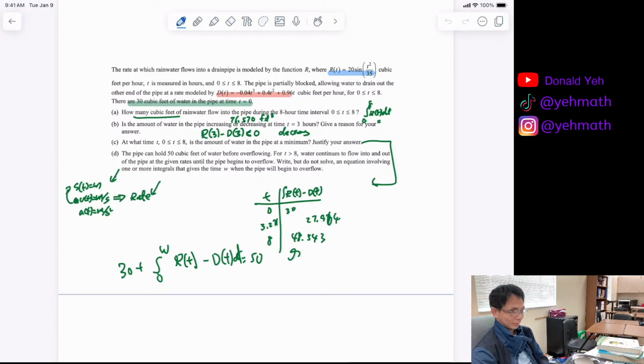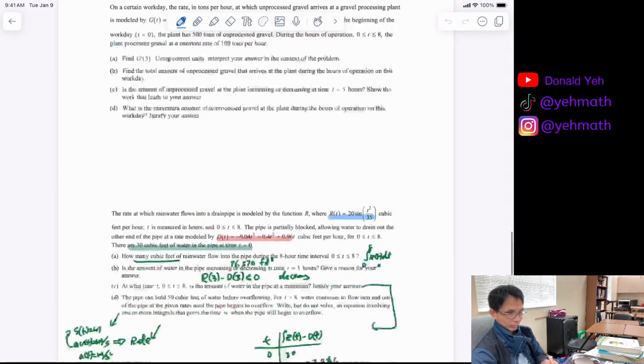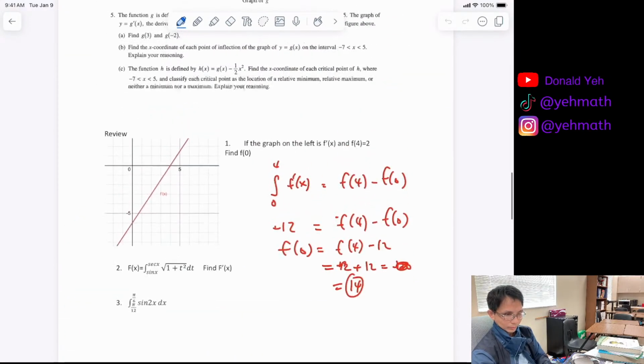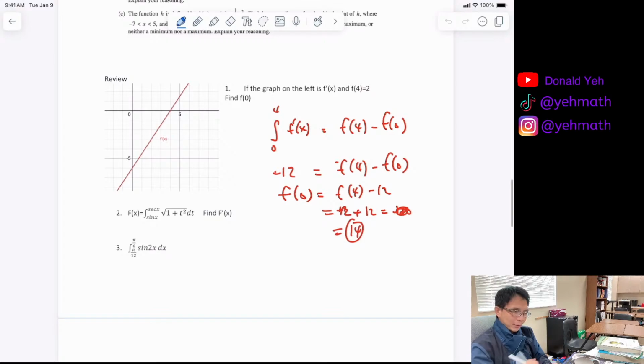I did 50 equals 30 plus the integral from 0 to w of f1 minus the integral from 0 to w of f2. It's not f1, f2. It's actually r of t minus d of t. You cannot use the terminology of your calculator. You have to use the terminology here. Otherwise, they don't know what f1 and f2 are. And oh, by the way, this answer is 14.